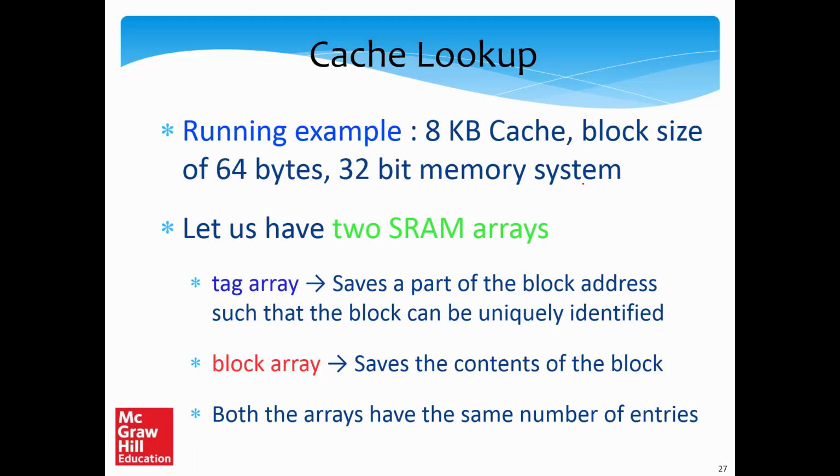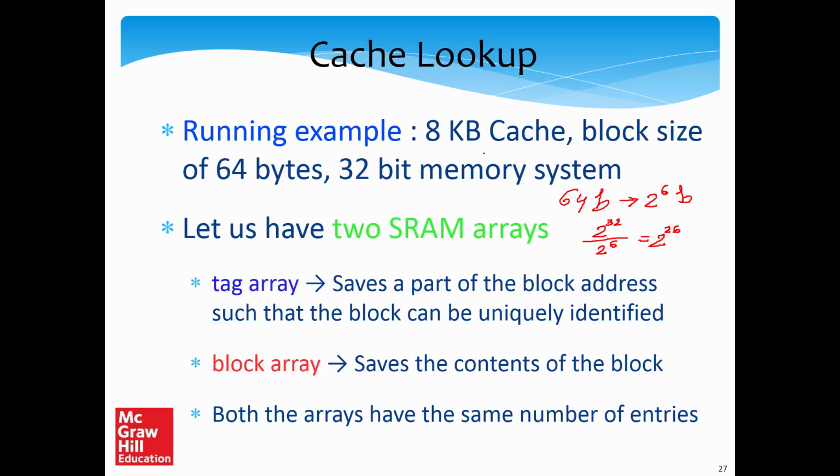So a block contains 64 bytes. So 64 bytes is 2 raised to the power 6 bytes. Since a block is an atomic unit, we'll never partition a block. So in a 32-bit memory system, how many possible blocks can we have? It will be 2 to the power 32, because that is the total size of the memory space, divided by 2 to the power 6, which is the block size. So maximum we can have 2 raised to the power 26 blocks. So block address is 26 bits, right?